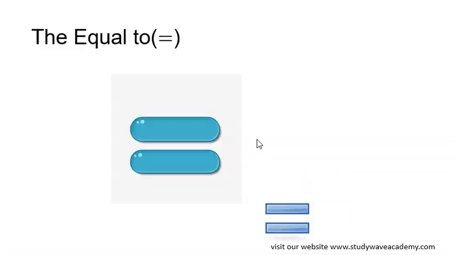Then we have the equal to. The sign is called equal to. And what do we mean by equal to? It's when two things are equal, of the same amount, okay? The equal to sign is when two things are equal, when you have added or subtracted and they are equal, okay? So this is called the equal to. We can call it the same as, okay?